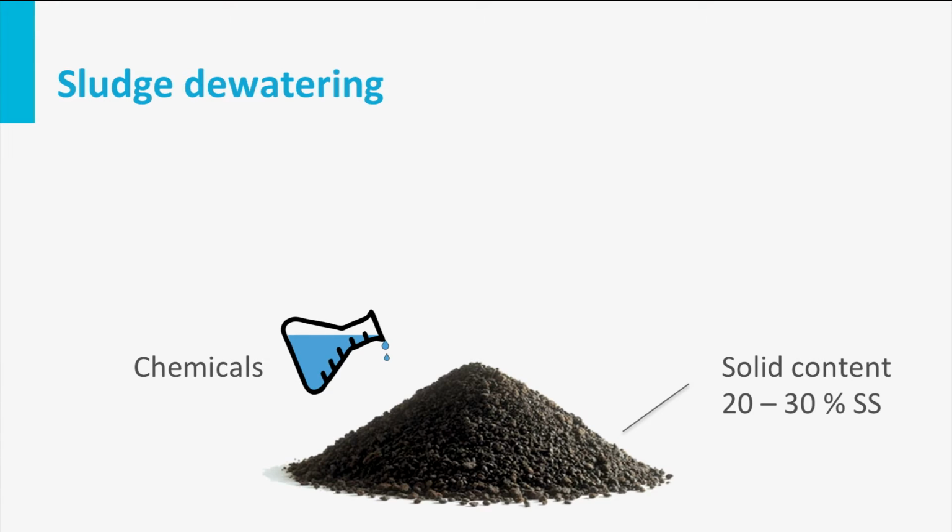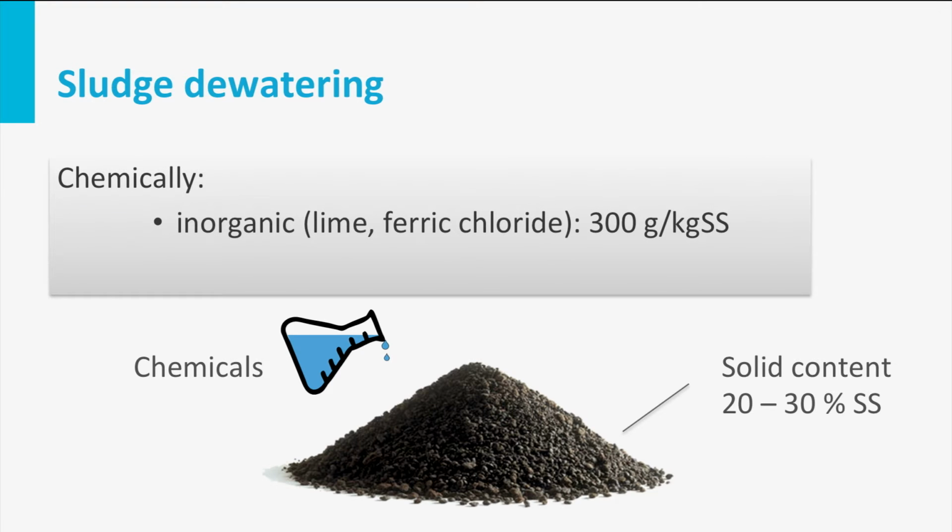In chemical conditioning, chemicals are added to the sludge to improve the electrochemical interaction between the sludge particles, creating more free water which is easy to separate. For conditioning, most commonly lime and ferric chloride is applied in an amount up to 300 grams per kilogram of suspended solids. The downside of using these chemicals is the increase in solids content and the production of large amounts of chemical sludge.